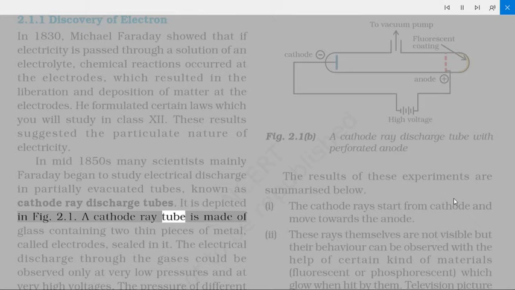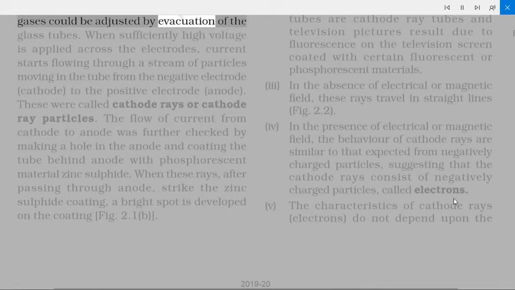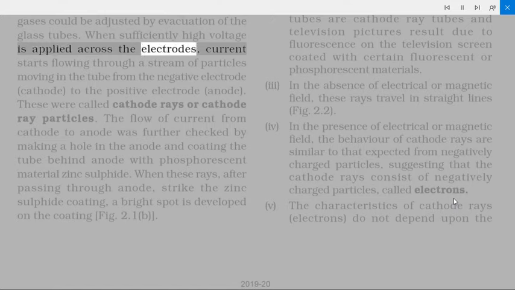A cathode ray tube is made of glass containing two thin pieces of metal, called electrodes, sealed in it. The electrical discharge through the gases could be observed only at very low pressures and at very high voltages. The pressure of different gases could be adjusted by evacuation of the glass tubes. When sufficiently high voltage is applied across the electrodes, current starts flowing through a stream of particles moving in the tube from the negative electrode, cathode, to the positive electrode, anode. These were called cathode rays or cathode ray particles.